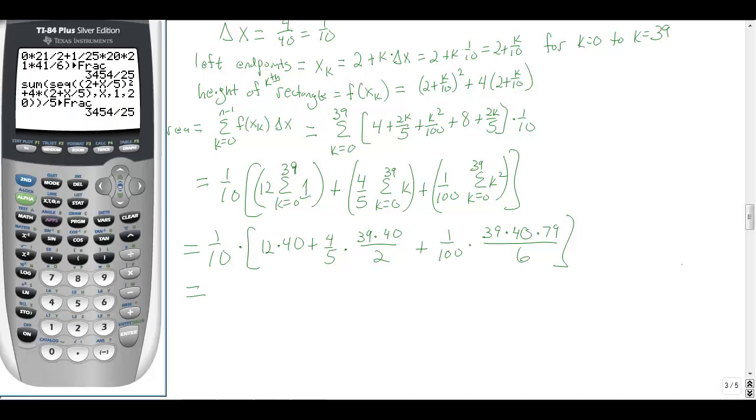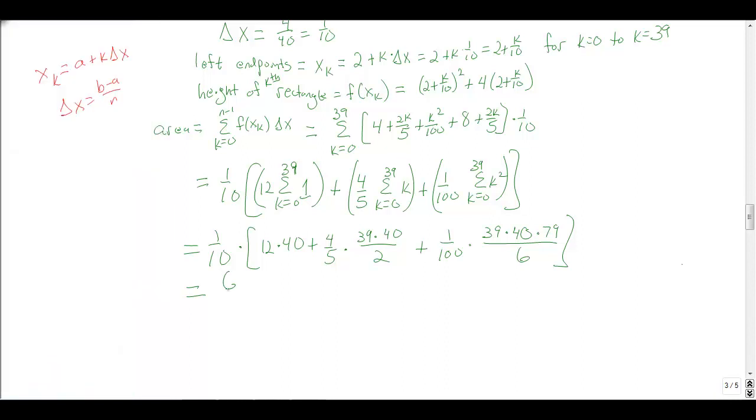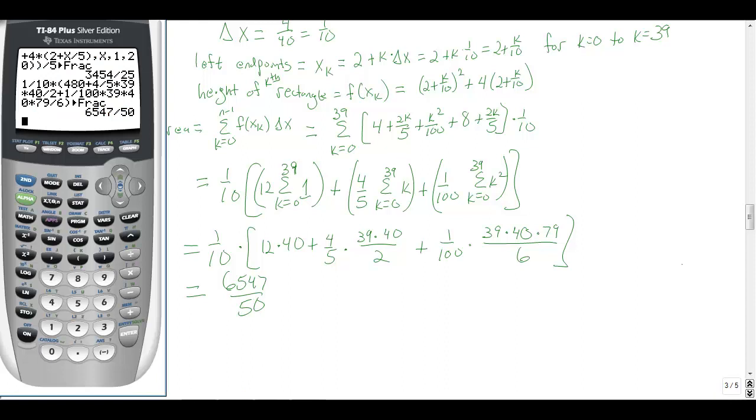And that works out to be 1/10 times, in parentheses, 12 times 40 is 480, plus 4 divided by 5 times 39 times 40 divided by 2, plus 1 divided by 100 times 39 times 40 times 79 divided by 6. And I'm just going to convert that to a fraction. I get 6547 all over 50. So I get 6547 over 50.